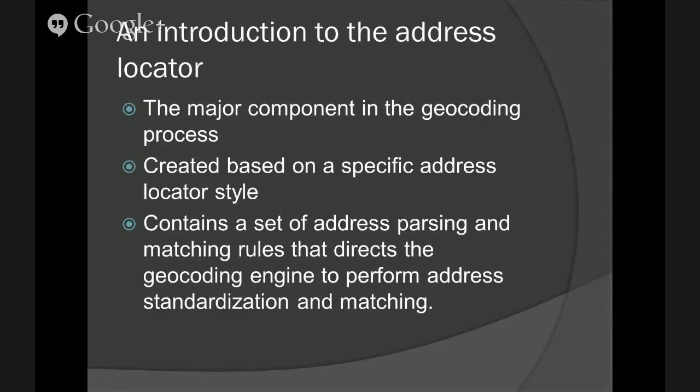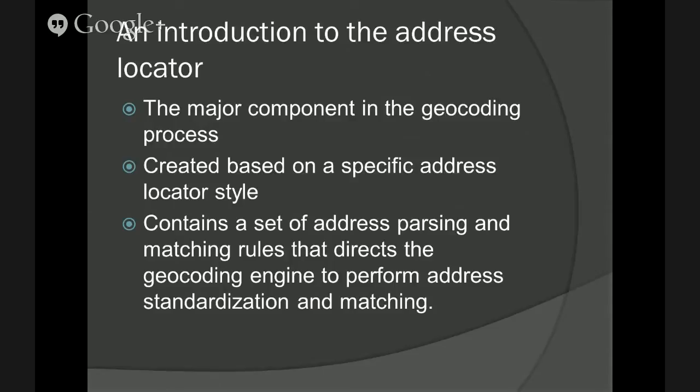Okay, so you've probably already watched the other videos that we had posted from Esri that went through some of the basics of geocoding. I want you to really think about this thing called the address locator. This is the major component in the geocoding process, and it's created in a certain style. There are many different styles of address locators, and what these styles do is they basically dictate the set of address parsing rules and matching rules and how the geocoding process is performed.